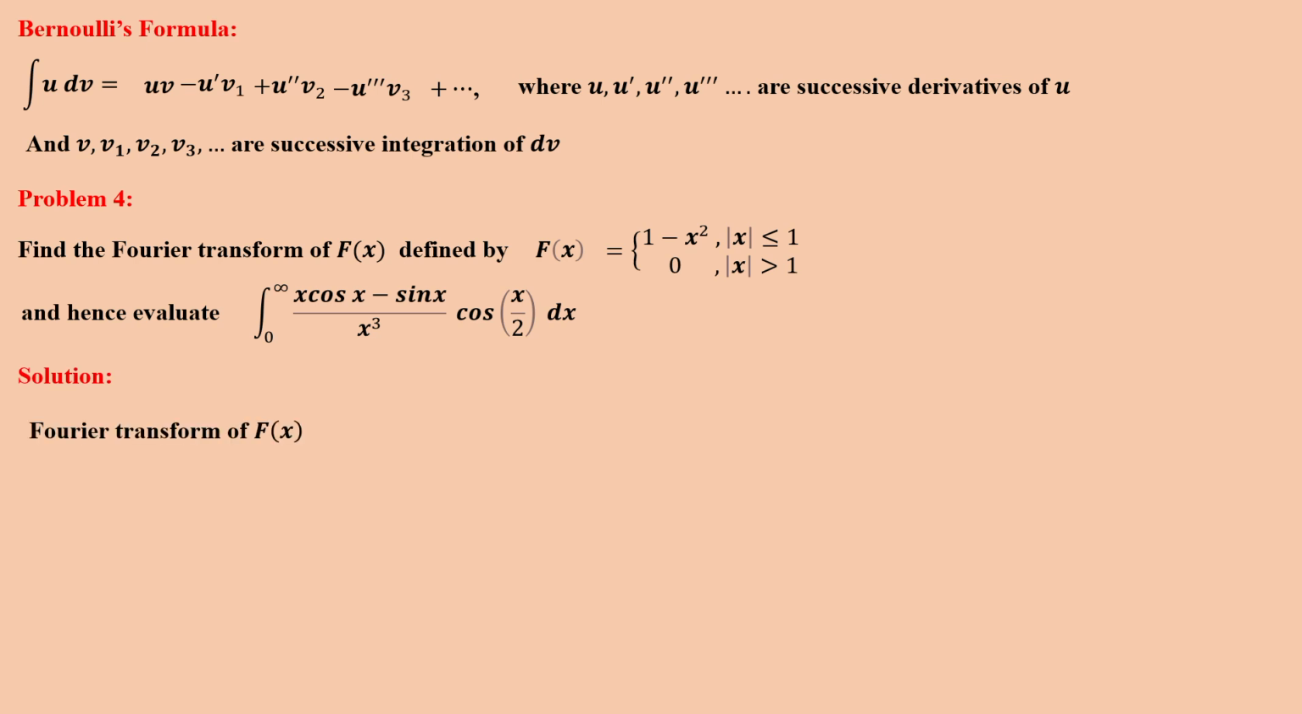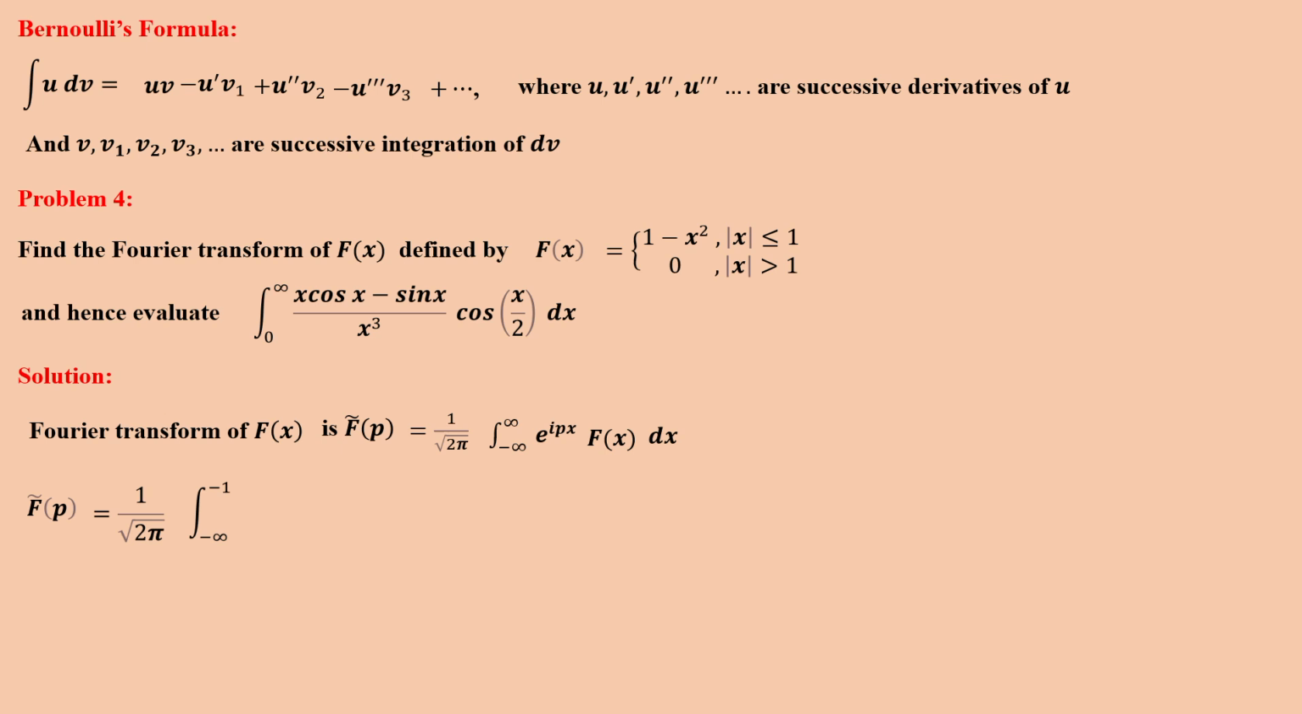So we know the Fourier transform of f(x), given by f bar of p, is equal to 1 by root 2 pi, the integral from minus infinity to plus infinity of e to the power i p x, f(x) dx. Therefore f bar of p is equal to 1 by root 2 pi, and we are splitting it into 3 integrals, because f(x) is given by 1 minus x squared in the interval |x| less than or equal to 1.